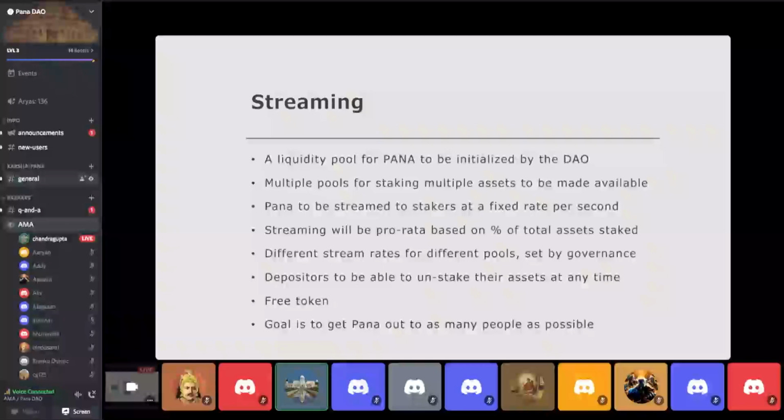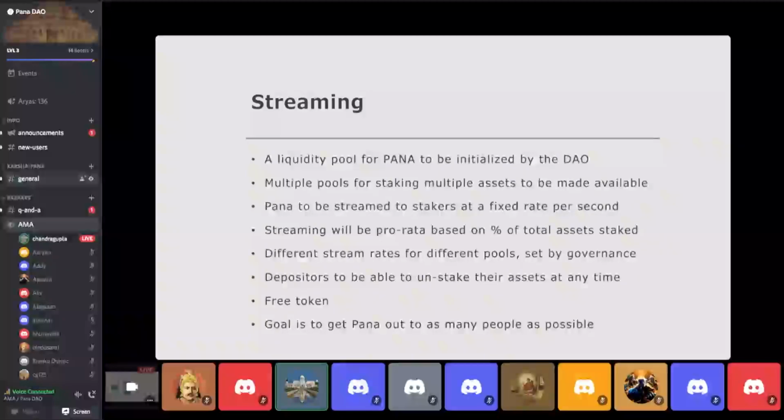So to summarize the three phases, I'll go over the first phase, which is streaming, again. During this phase, we would launch the liquidity pool with funds from the DAO. We will have multiple pools for staking multiple assets, and we'll also stream a Pana token to the stakers at a rate per second, which would be decided by the governance and is modifiable by the governance as well. Pro rata distribution would take place for stakers, where each staker would get the Pana token in proportion with the assets that they have staked.